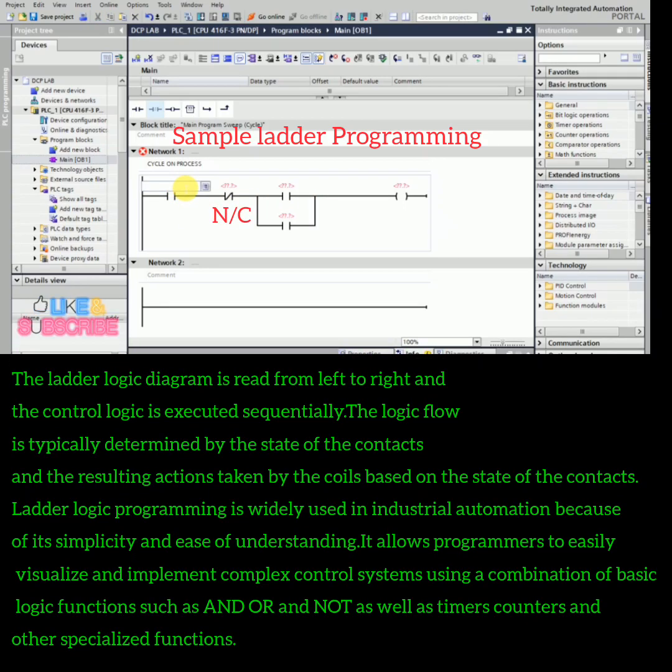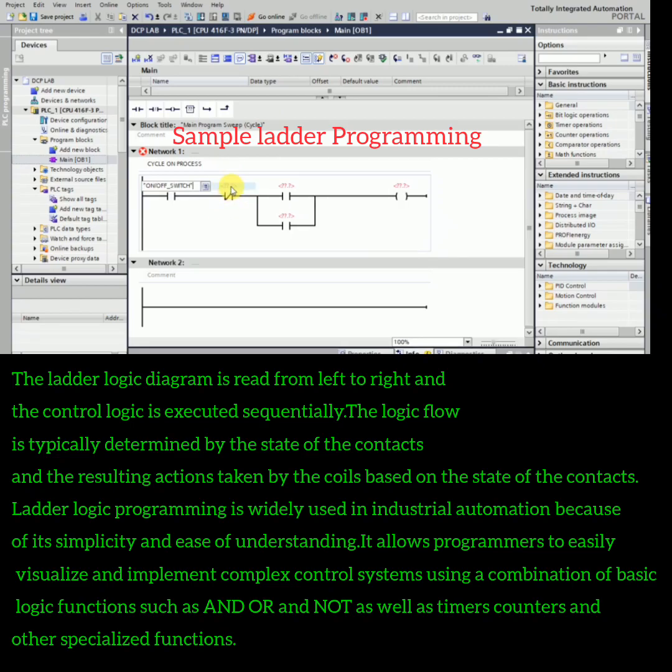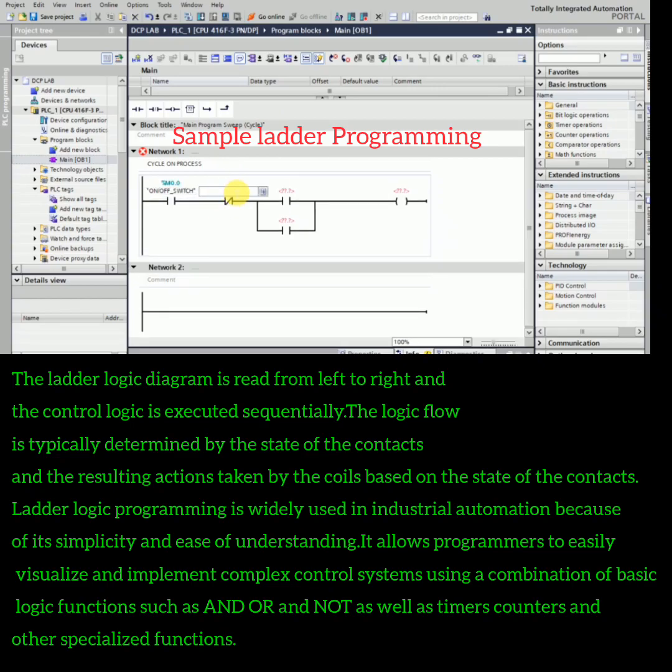The ladder logic diagram is read from left to right and the control logic is executed sequentially. The logic flow is typically determined by the state of the contacts, and the resulting actions taken by the coils based on the state of the contacts.